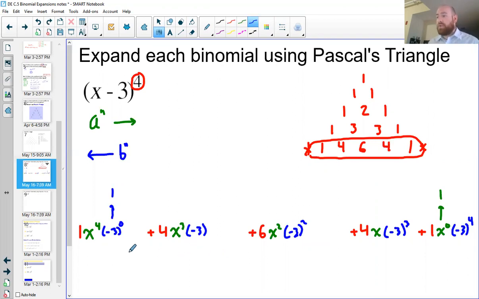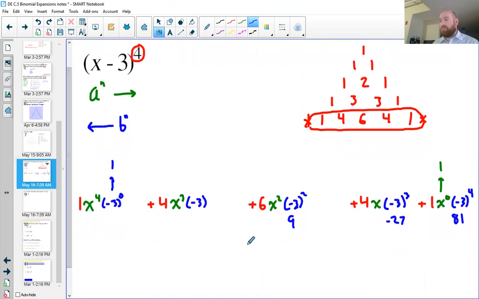Before we simplify, I want to take care of these exponents with a -3. So that's just 1. This stays -3. This becomes +9, -27, and +81. So we'll scroll down a bit. We will have to do some multiplying.